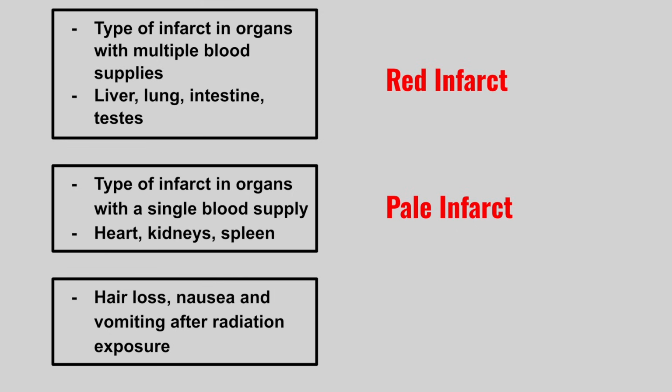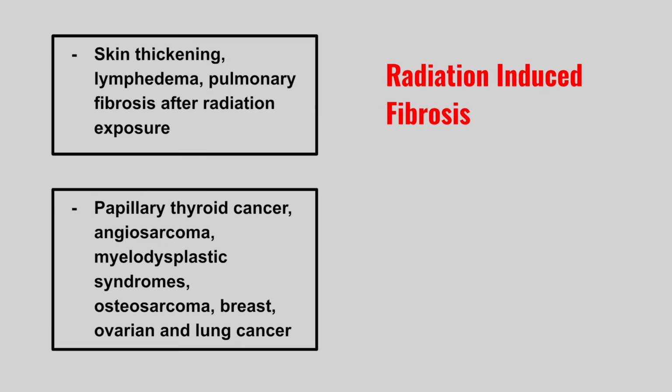Now we're changing gears. The next condition is where we see hair loss, nausea, and vomiting after radiation exposure. This is acute radiation syndrome. Next, we have skin thickening, lymphedema, pulmonary fibrosis after radiation exposure. This is radiation-induced fibrosis. The next one's a little bit different.